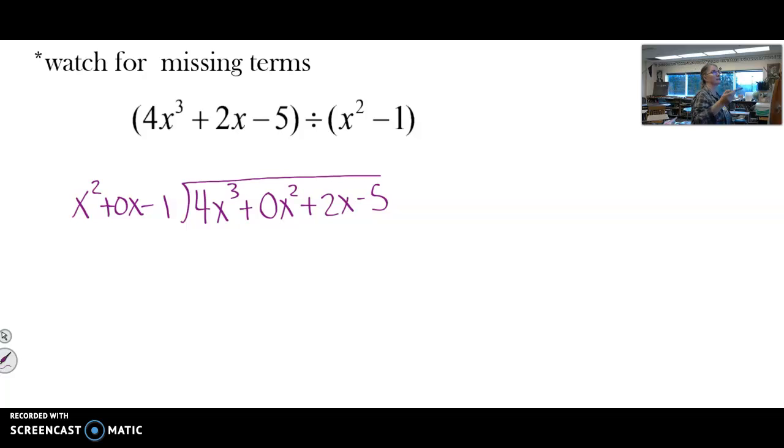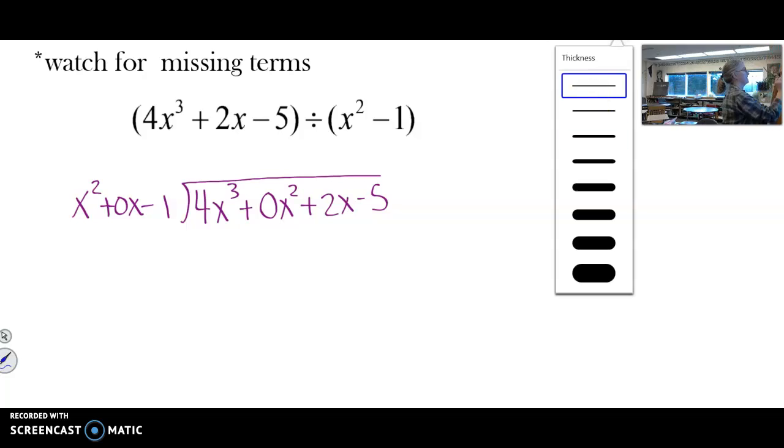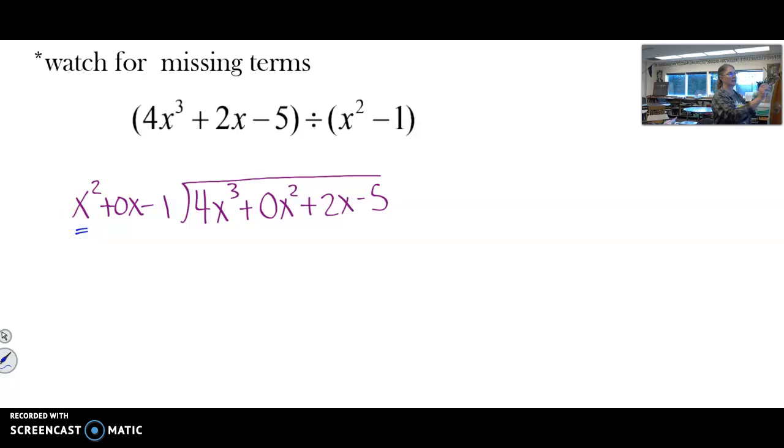What we're looking at here is we're going to take this x squared and look at this first term and think to yourself, what do I have to multiply x squared by to get 4x cubed? And the answer would be 4x. Then remember, you take that 4x and multiply it by x squared plus 0x minus 1, and put it right underneath. Now I'm dividing by a trinomial. The first example we had a binomial. So it's going to be 3 terms that we're going to be writing down here.